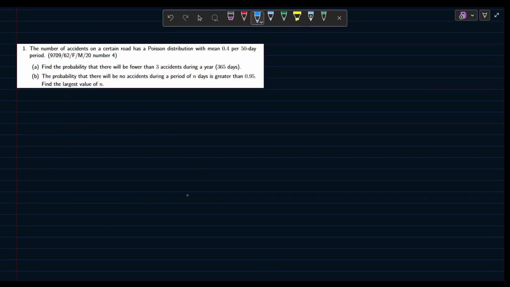Here we're given that the number of accidents on a certain road has a Poisson distribution with mean 0.4 per 50-day period. Part A, find the probability that there will be fewer than 3 accidents during a year. Alright, so let's define our random variable x. Let x be the RV, number of accidents per year, or per 365 days to be more precise.